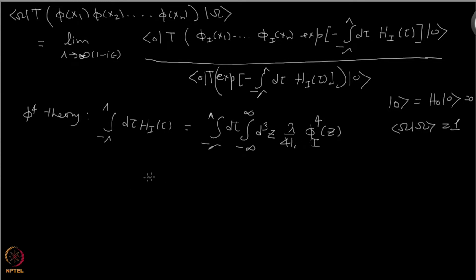Now I will use a shorthand. I will write this as integral d4z. So d cube z and d tau I will combine to d4z, but I will write these limits as minus lambda to lambda, just to remind ourselves that the time component has integration limits which are given by these ones. So I write this as now lambda over 4 factorial. So this is where we had stopped last time.